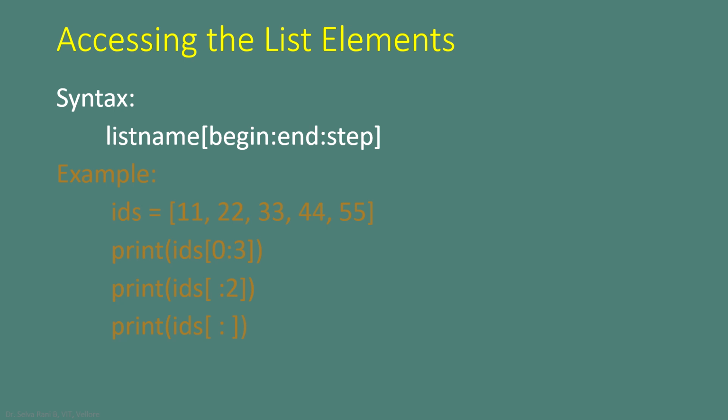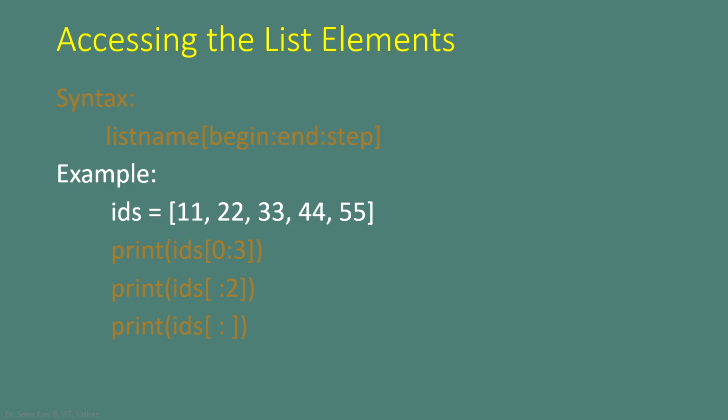Let's see about slicing to access more elements from a given list. Similar to string, here also we have three components to represent begin, end and step. For example, IDS of 0:3. Here we have given the beginning index 0. It means we have to start from the first element. And end index is 3. It means 3 minus 1, 2. The output is going to be 11, 22, 33.